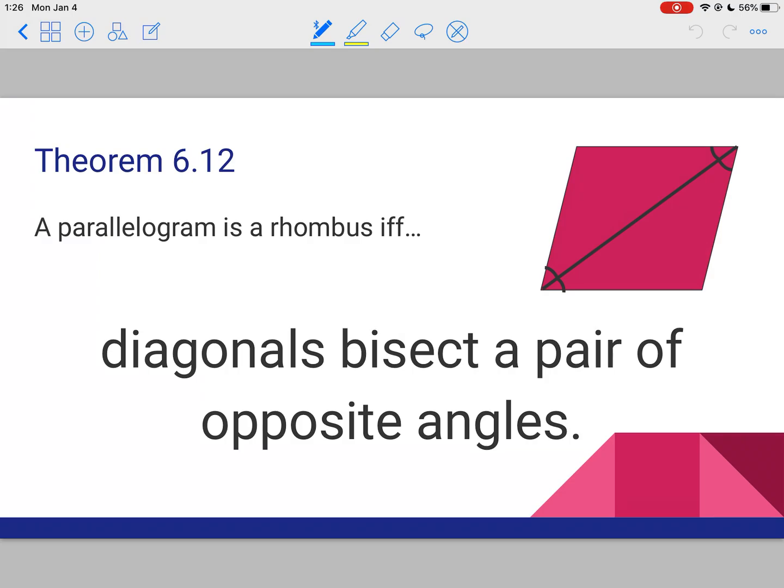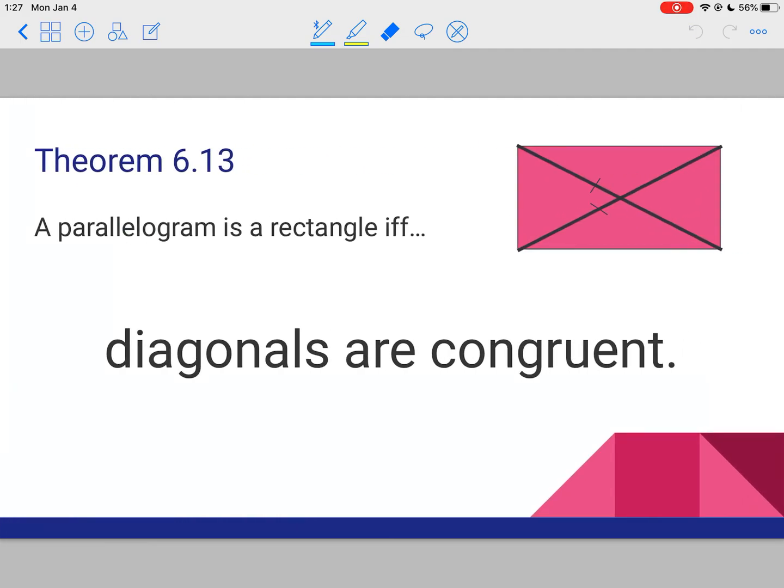Theorem 612 says a parallelogram is a rhombus if and only if the diagonals bisect a pair of opposite angles. So the diagonal right here is bisecting this angle, so each angle on each side of that diagonal is congruent because it is bisected. So both of those opposite angles are bisected by that diagonal.